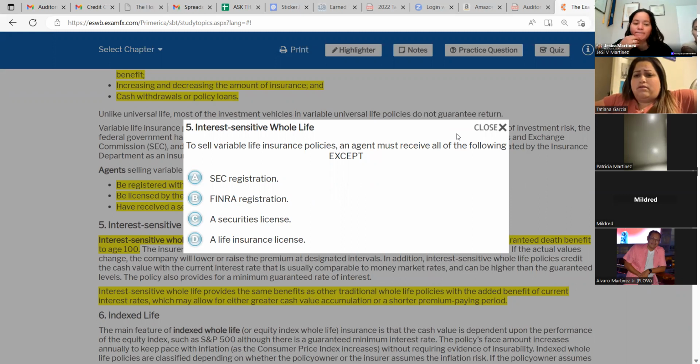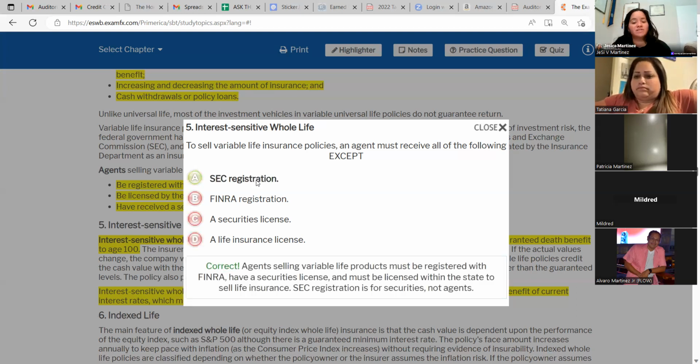So I think it's A, because the agents need to be registered with FINRA. SEC, I don't think, actually, I know we don't register with them. They oversee the security exchange. Is it the commission? Yeah. They oversee, but we don't need to register. So agents selling variable life must be registered with FINRA and have the two licenses. So SEC is for securities, not agents. When it means securities, it means those markets, the stocks, the companies that sell their shares. Those companies need to register with the SEC. We as agents don't register with them. They regulate the stock market and the products that we invest in, but we don't need to register with them. It's just the stock market.